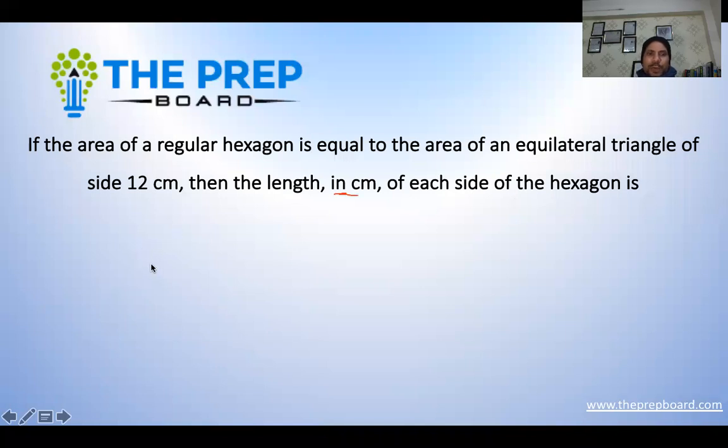Okay, so we know a hexagon and an equilateral triangle both have equal area as given in the question, and the area of an equilateral triangle is √3/4 into a square, where a is the side of the triangle, and the area of the hexagon is √3/4 into b square. Let's see, the side of the hexagon is b, into 6, because a hexagon is made up of 6 equilateral triangles. So we can simply find it if these are equal. So this is the ratio.